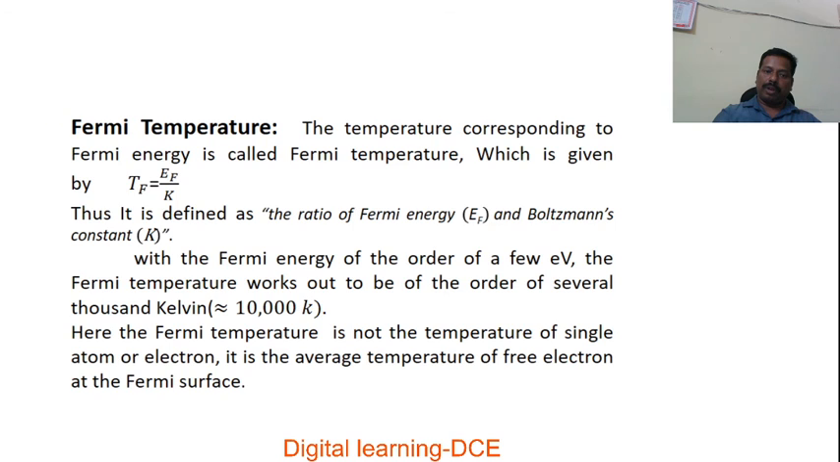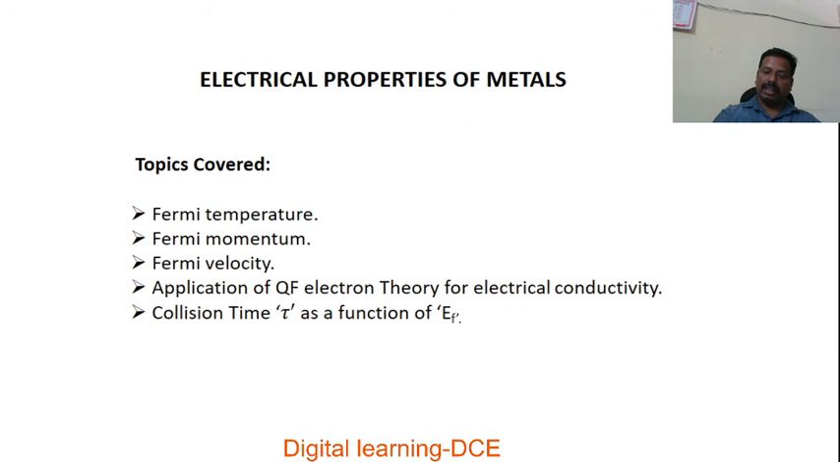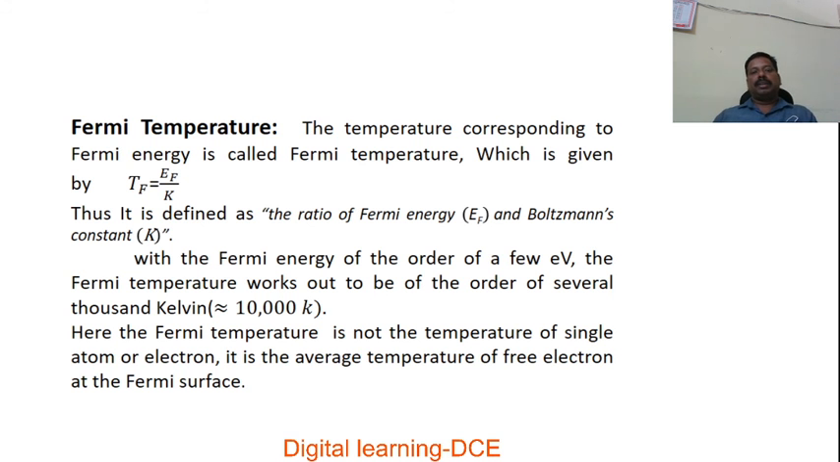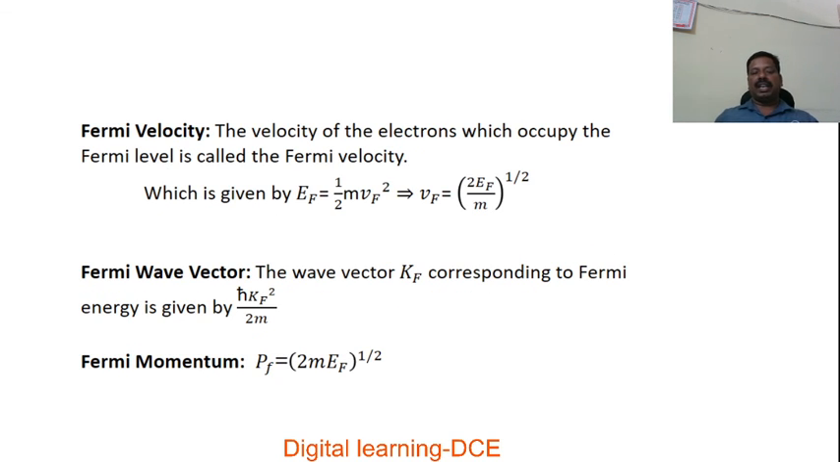Before that, I am going to brief once again the probable questions that may appear in your examination. About the concept of Fermi temperature, there will be a 2 marks question: define Fermi temperature and explain in brief. Next, Fermi velocity and Fermi vector. What is Fermi velocity? Write down the expression for Fermi velocity. That type of question may be asked.